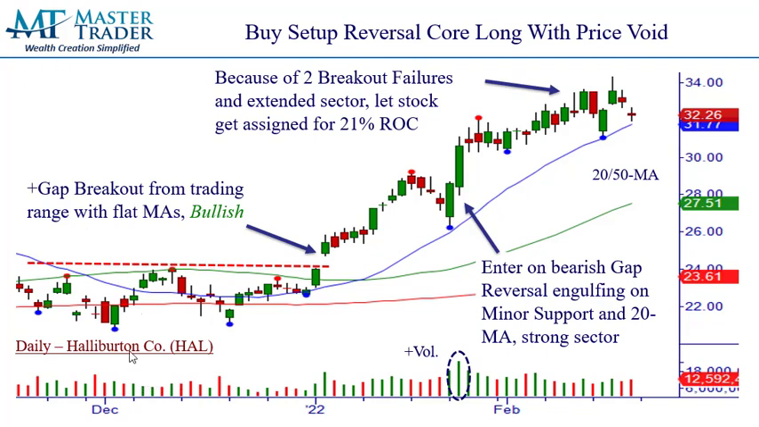This is the daily chart of Halliburton. Let's start here on the left. You can see here the moving averages. We use the 20, 50, and the 200. You can tell they're all going flat.